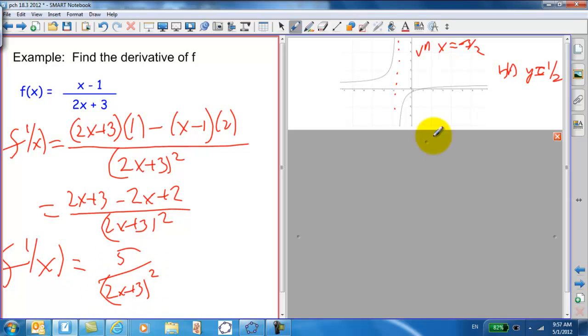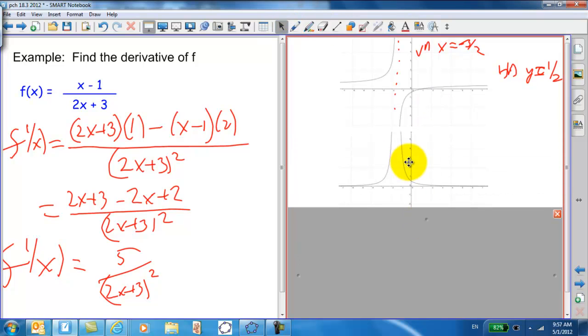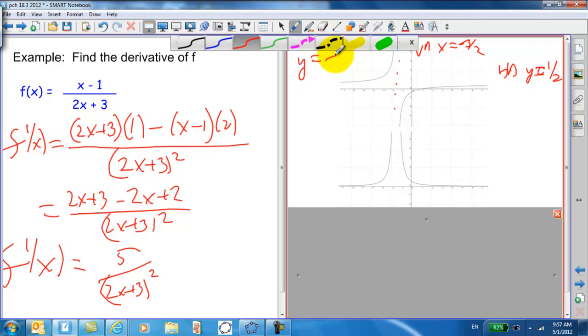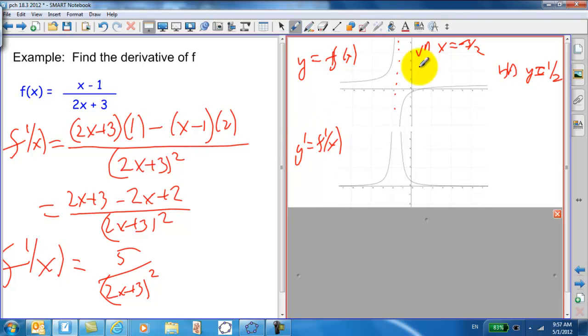This is something that's always positive. And in fact, when we look at the derivative graph, we get a function that's always positive. Notice if this is our original function, y equals f of x, this is our derivative, f prime of x, and notice the vertical asymptote on the original function continues down here on the derivative. We still get a vertical asymptote of -3/2. But now our horizontal asymptote is y equals 0. Notice it's 5 over 2x plus 3 squared, 0th degree over 2nd degree, because basically the slopes are approaching 0 on the original graph.